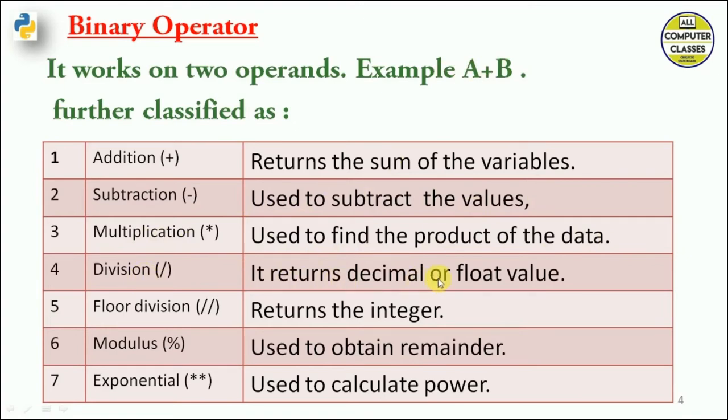Division returns the decimal or float value. We divide and get the answer in the float data type, right? Then floor division always returns an integer. For example, if you divide 5 by 2, the answer would be 2.5, but floor division returns only the integer part, so it will return only 2. Then modulus is used to obtain the remainder. Exponent is used to calculate powers. We will see this practically in some time.